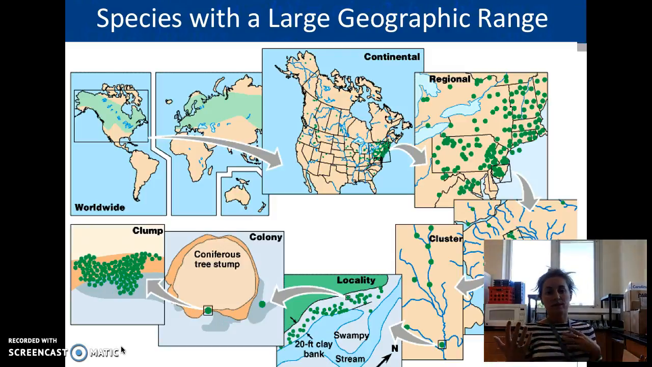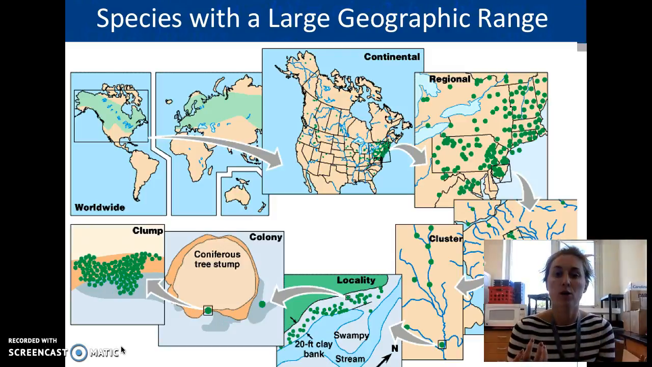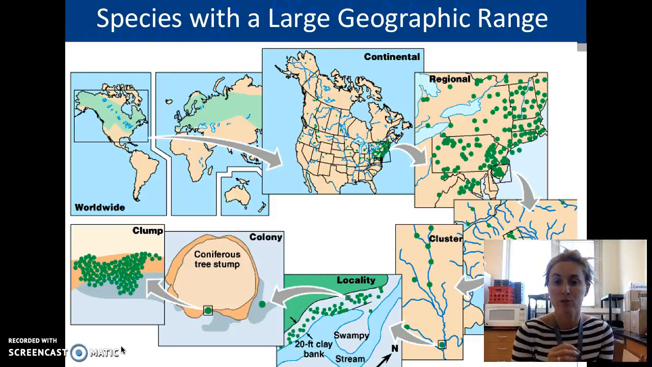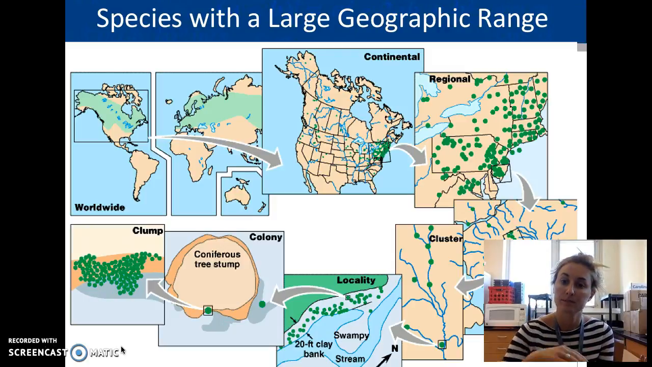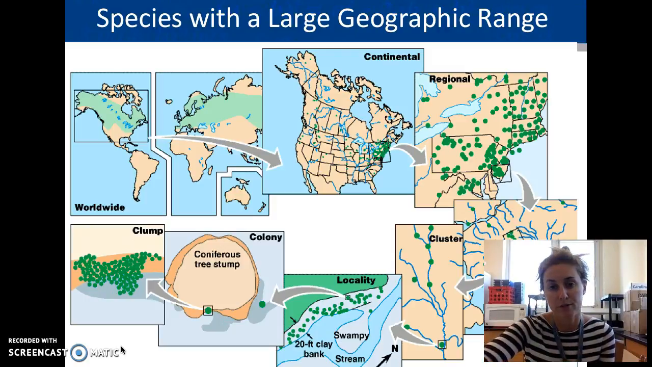There are also obviously organisms that we see that have a really large geographic range. This is usually more adaptable plants that can live in a very large range. We also see that plants are probably one of the most adaptable organisms. They basically need just a few things to survive, and so we see that these coniferous trees will spread in a very large geographic range.